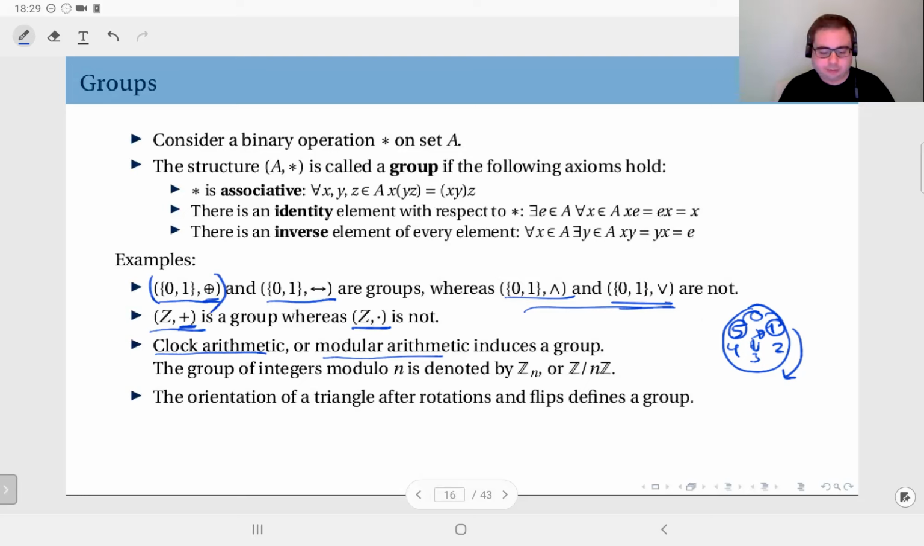And the group of integers modulo n is usually denoted by either this or this symbol. You would actually see this one more frequently. It has to do with the quotient notation because it induces quotient groups, etc. I'm not going to go into those.